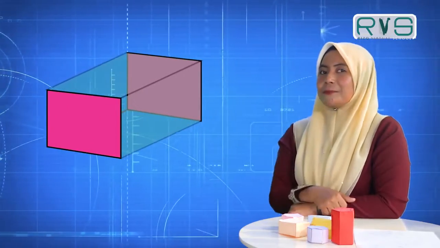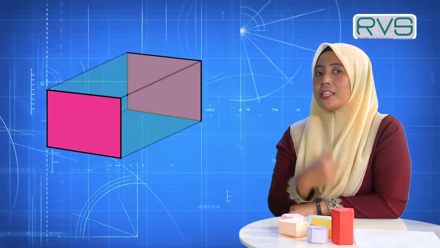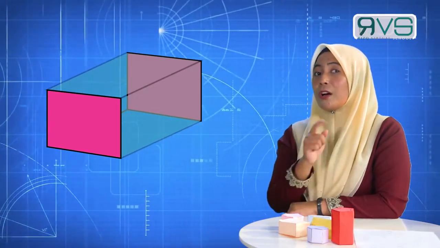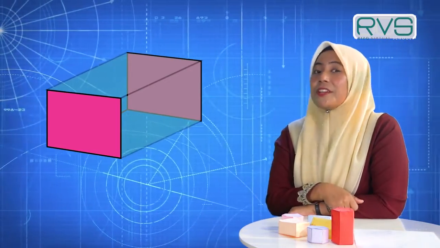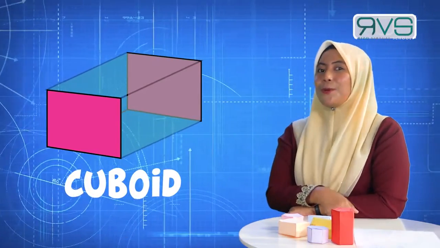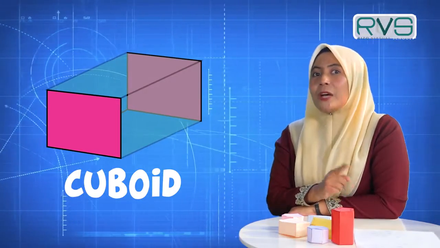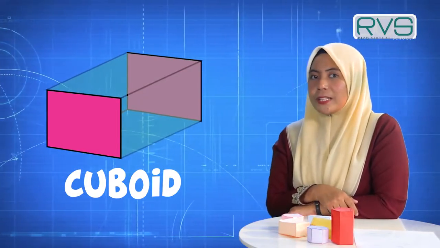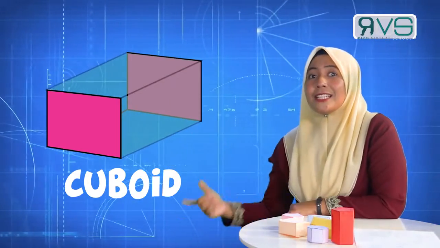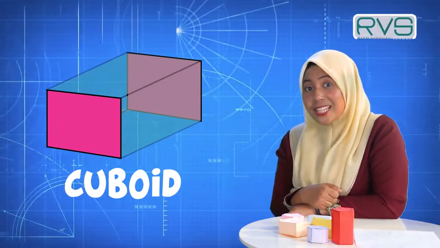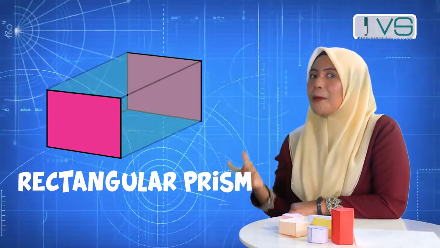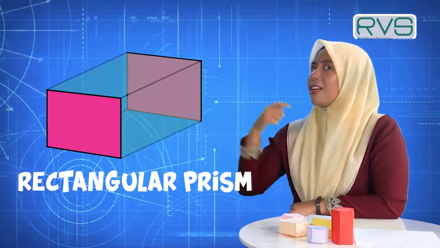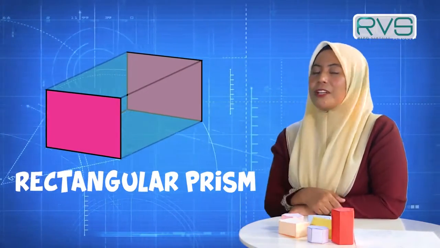You see this prism, but I want to ask you first: it reminds you of one of the 3D shapes that you already learned before. What is that? Very good. That is a cuboid. So actually a cuboid is also a prism, but when it comes to prisms, the name becomes different. If you look at the shape, the base shape is a rectangle. So what is the name of the prism, do you think? Yes, that is a rectangular prism. So that means a rectangular prism is also a cuboid. Very good.